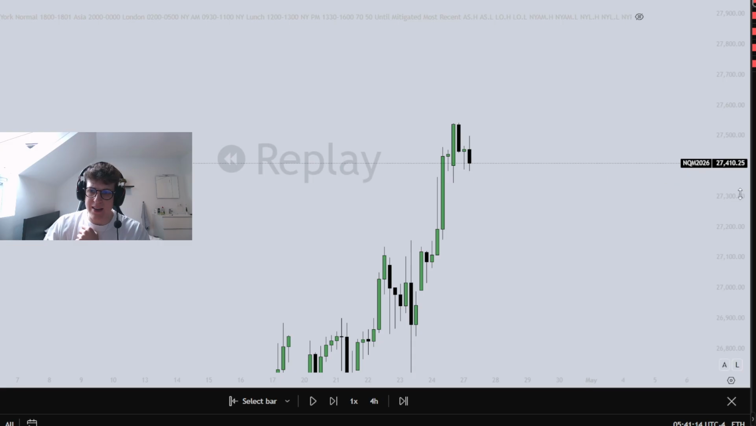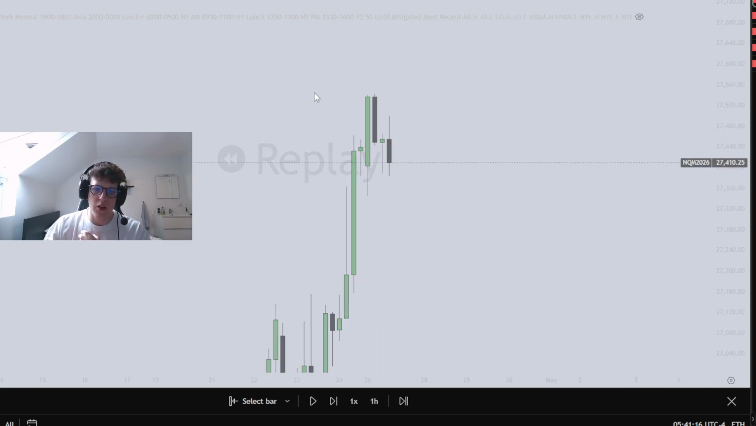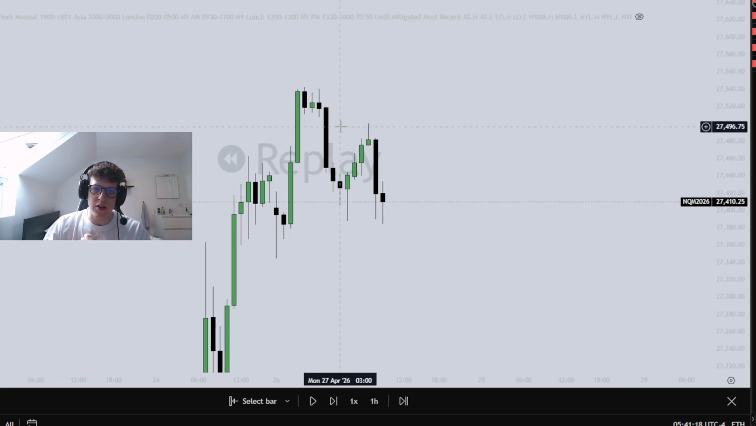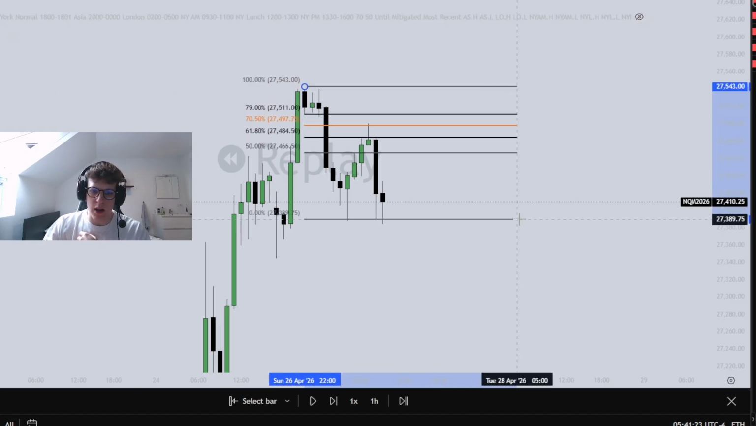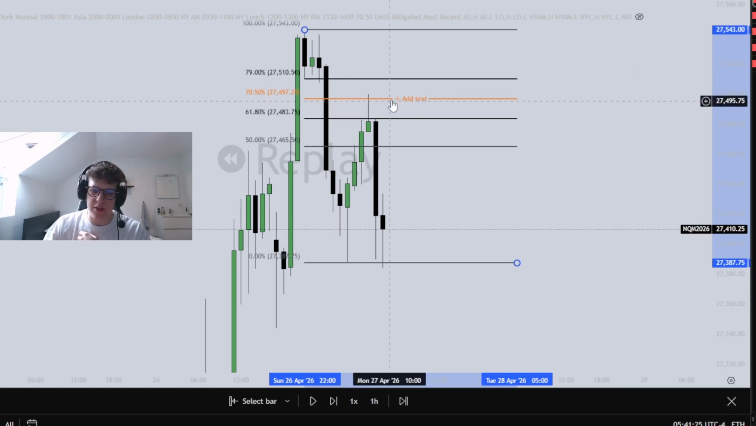Okay, we are really overextended on the 1 hour. We rebalance this 1 hour range pretty good. I use the Fibonacci tool a lot. So look how clean we rebalance this range into the OTE of the range, and we reject off of that. So that is pretty bearish for me.